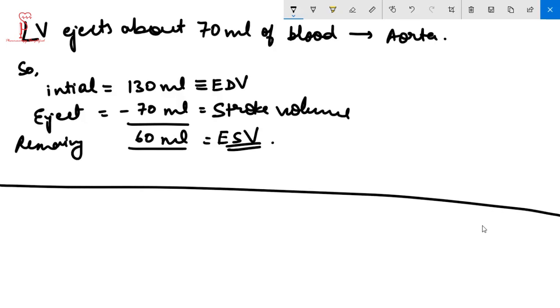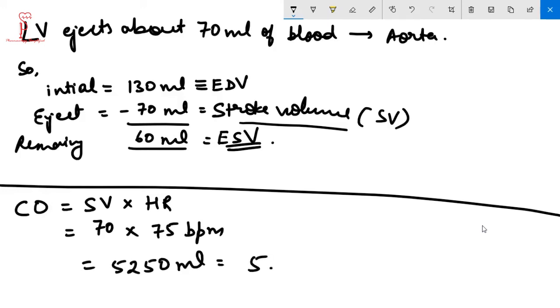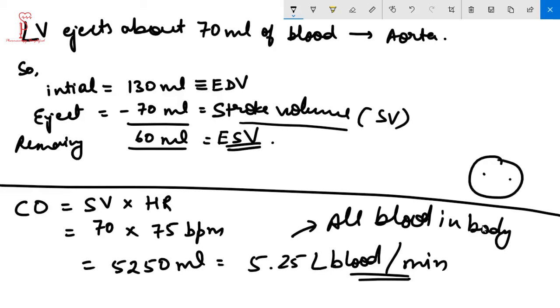So one more important term is cardiac output. Cardiac output is the amount of blood that is being pumped out of the heart per minute. So cardiac output is stroke volume times the heart rate. If the stroke volume is 70 ml per beat and heart rate is theoretically 75 beats per minute, this will push 5250 ml of blood, or 5.25 liters of blood per minute. That means all of the blood in the body is circulated through your pulmonary and the cardiac circulation within a minute.